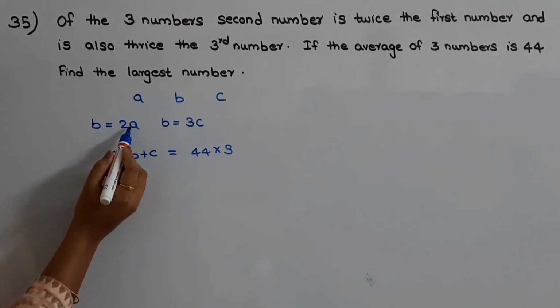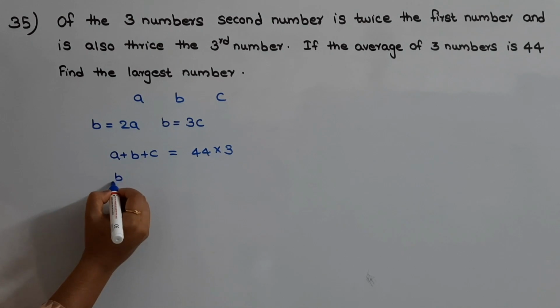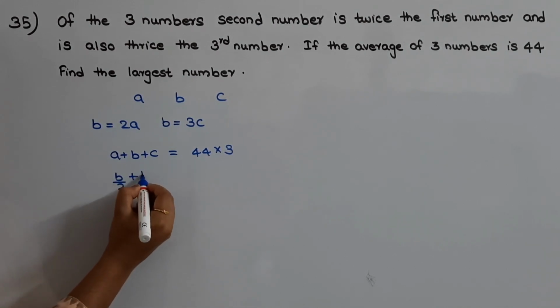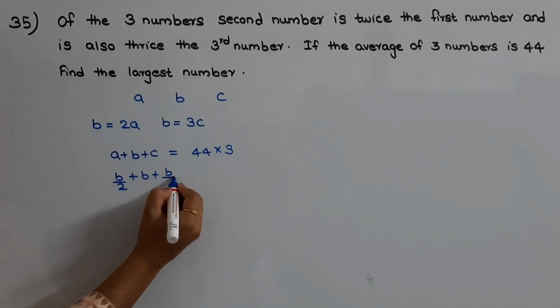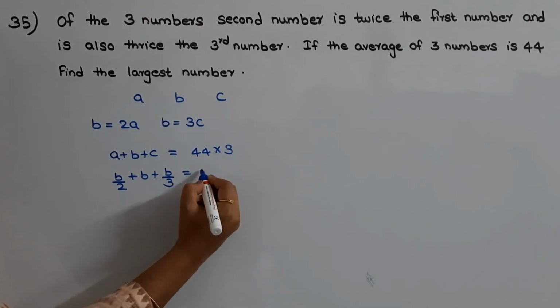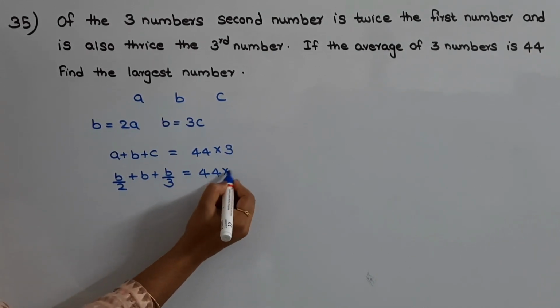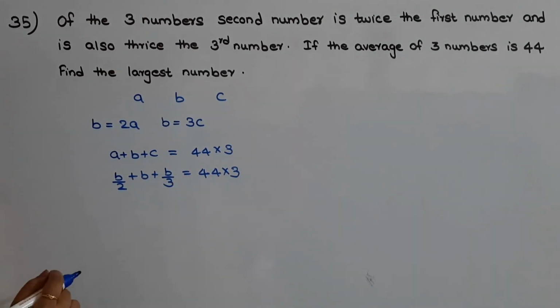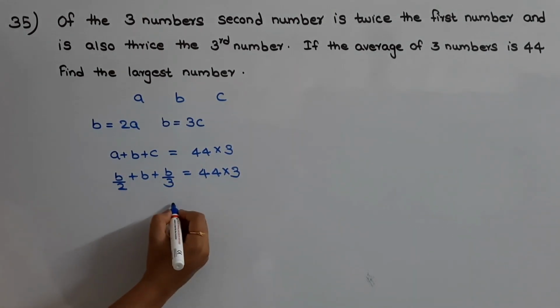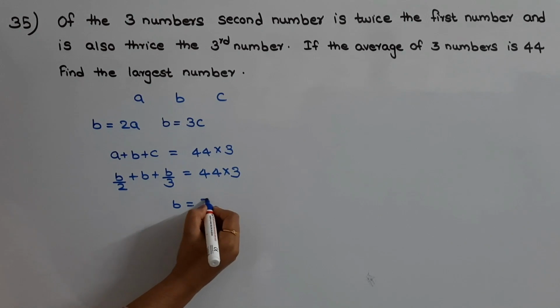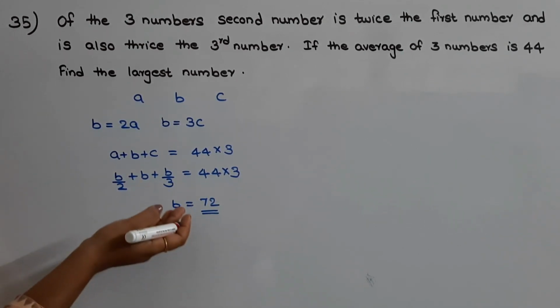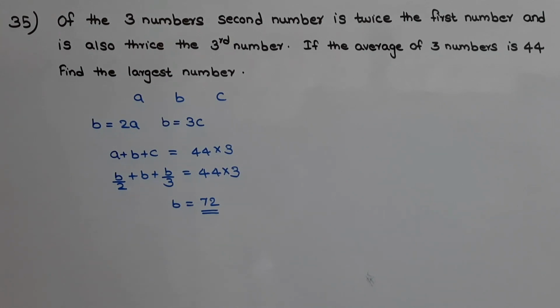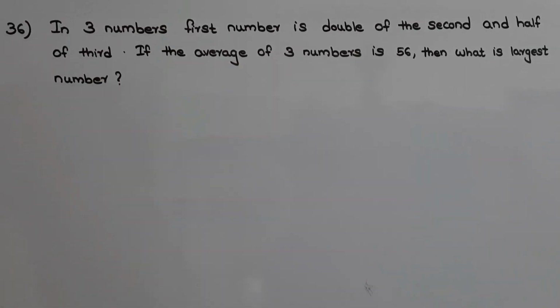Okay, so A is equal to B by 2, plus B, plus C, we can write it as B by 3. Okay, so this is equal to 44 into 3. Now on solving this, we will get the B value. Okay, so that B value will be equal to 72. So the largest number will be equal to 72. So this is the answer.